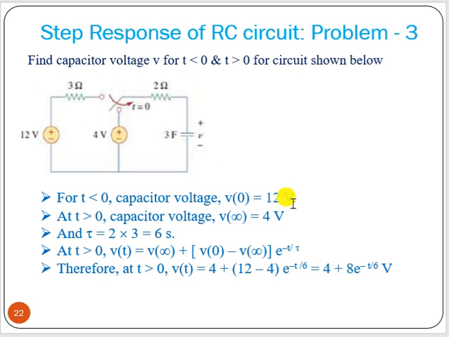This V0 is 12 volt. Now when it is connected to this point at t greater than 0, what happens is the capacitor voltage becomes 4 volt. Again the capacitor will be open circuited, so this will be 4 volt. Tau value you always have to find after the switching operation. So after the switching operation, tau is nothing but RC, that is 6 into 3 into 2. So we can find the v(t) equation by putting in the values of V0, V infinity and tau.